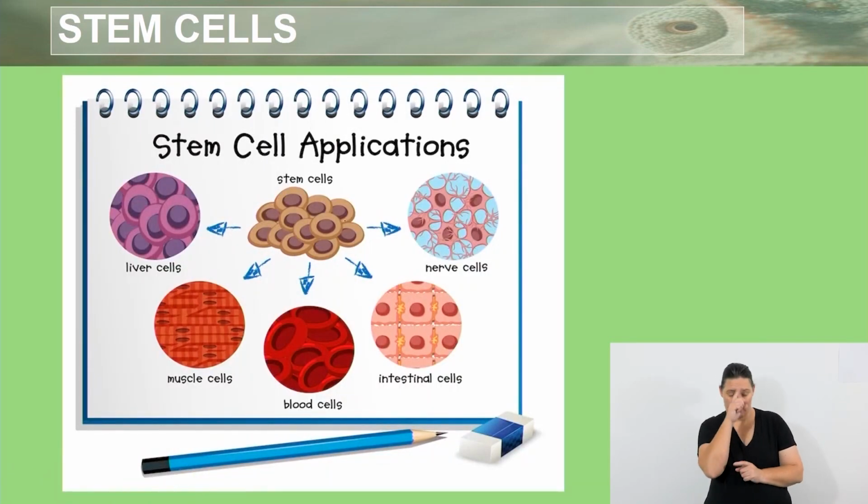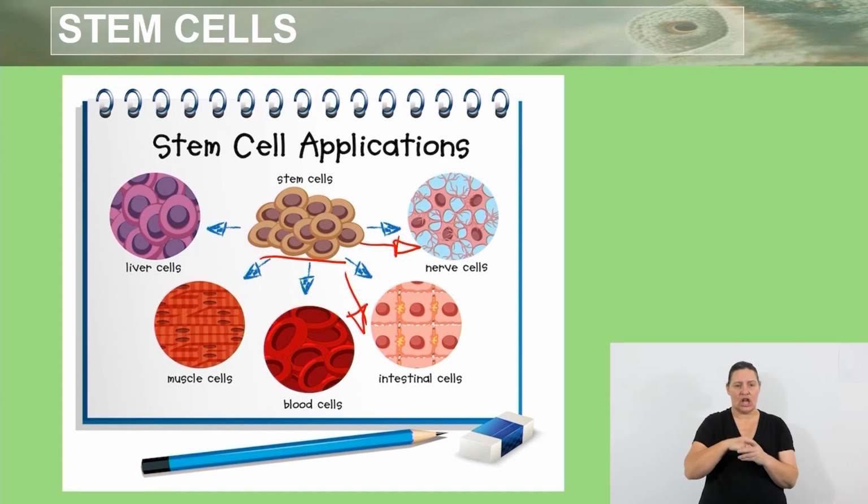So what do we mean by that? When we look at this picture, we have stem cells over here. So these stem cells have the ability to multiply and develop and become nerve cells. They can also become intestinal cells. They can also become blood cells, muscle cells, liver cells. So stem cells are normally used in research and in medicine to help people, especially people with cancer. They use stem cells to regenerate their dead cells or worn out cells or damaged cells. So that is what stem cells are used for.